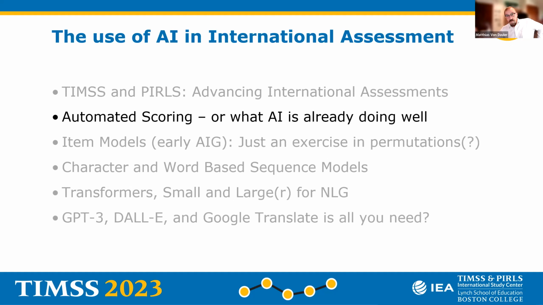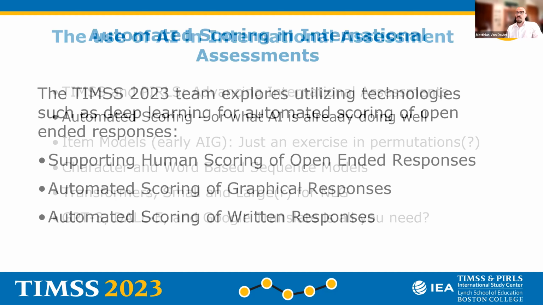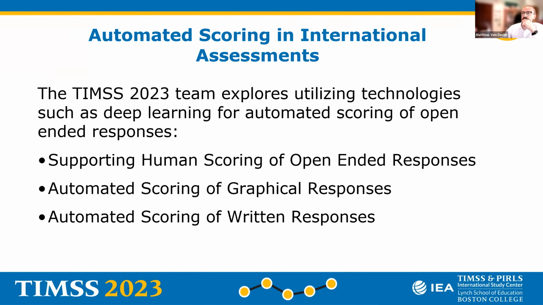So let me jump now into the automated scoring part. We have a team that is working on technologies such as deep learning for automated scoring of open-ended responses. And that has pretty much three goals. The first one is really to support the human scoring in terms of giving quality measures. We cannot score everything twice, which would be ideal, so that we could directly look at scorer agreement across all the open-ended responses. That's simply too expensive.